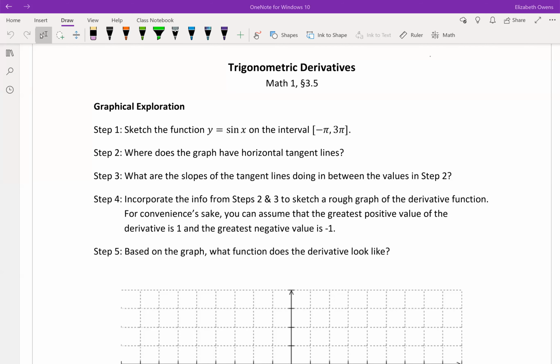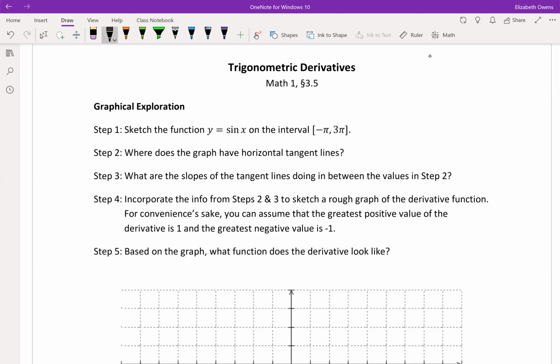Hello and welcome to section 3.5. As you might suspect from the title of this section, we are going to learn the derivatives of the trigonometric functions in this section. So we're going to jump right into a graphical exploration here. A graph-based look at the derivative of a trig function.